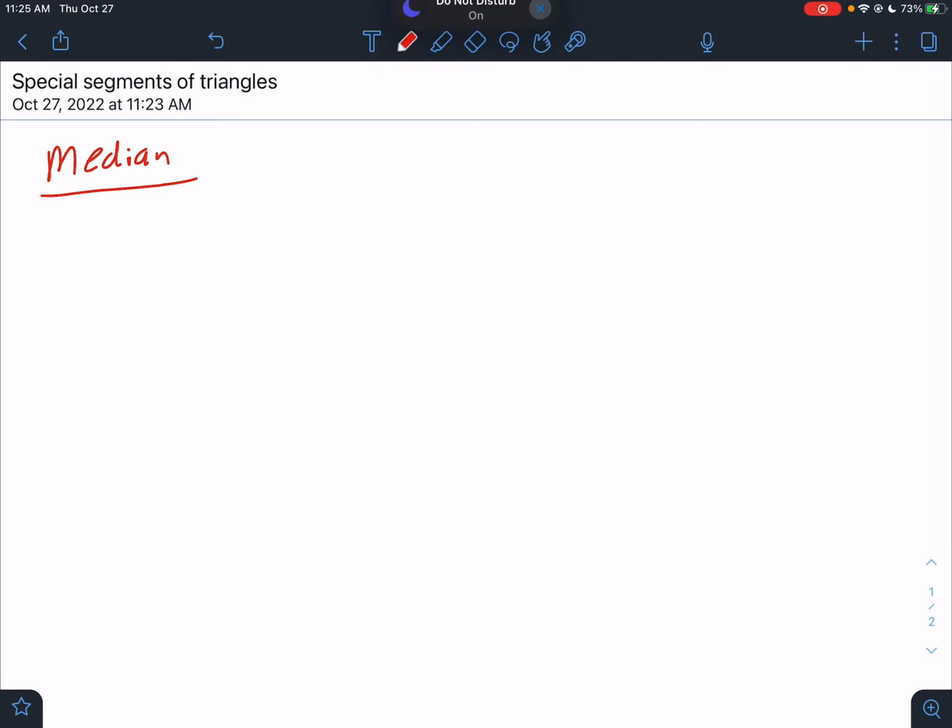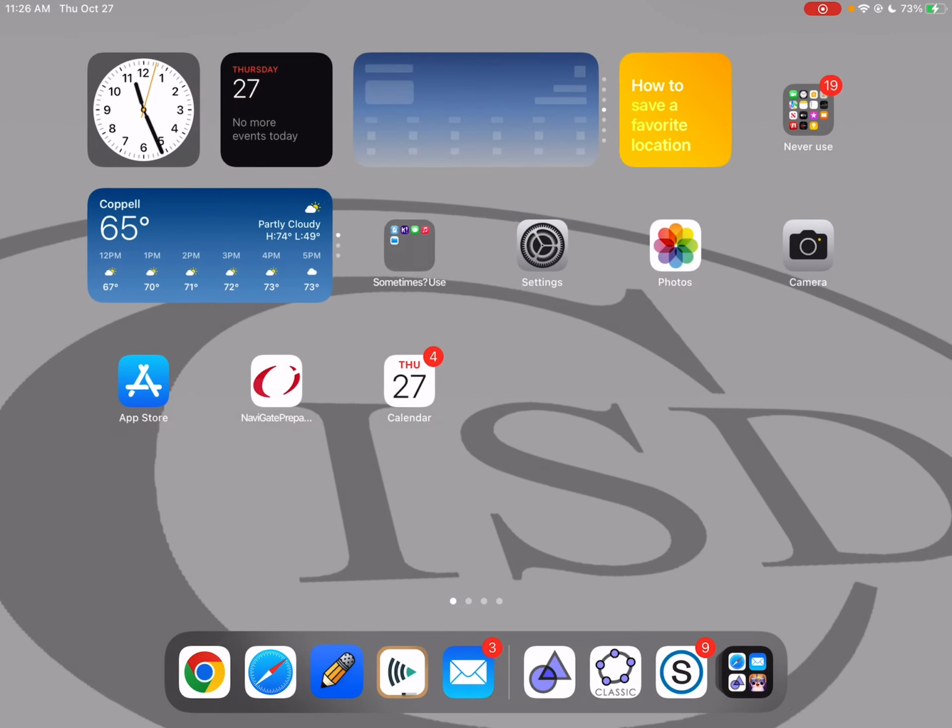And you have to know two critical things for all the special segments. The critical things that medians have to do is they have to connect a vertex to a midpoint. So it has to hit a vertex, and it has to hit the midpoint of the opposite side. That's what it must do. So I'm going to go create one of those real quick.